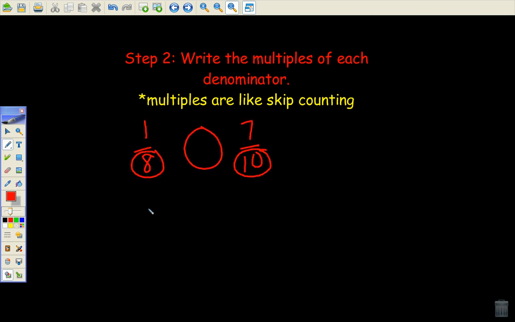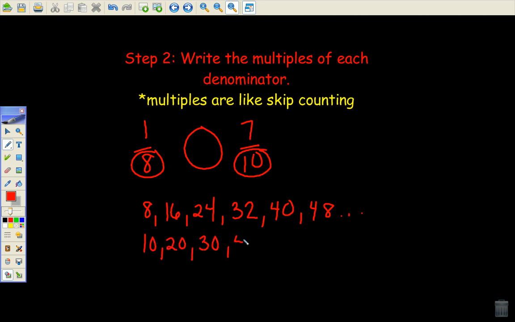So I'm going to do the multiples of 8. So I've got 8, 16, 24, 32, 40, 48, and I could go on. Roughly 5 or 6 multiples, and hopefully you'll see what's going on. Then I'm going to do it for 10. I've got 10, 20, 30, 40, 50, and then I'd have some more after that. So that's step 2. We wrote down the multiples of each denominator.